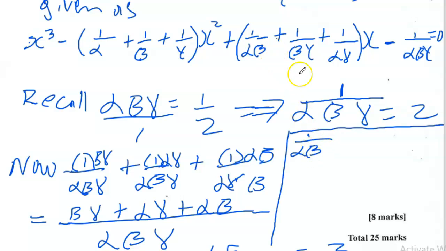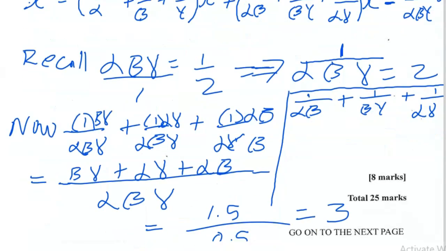1 over alpha times 1 over beta plus 1 over beta times 1 over gamma plus 1 over alpha times 1 over gamma. So we need a common denominator. The common denominator would be the same as over here, alpha beta gamma.